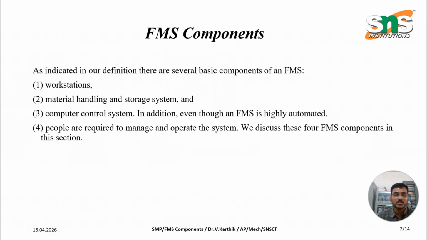The third one is the computer control system, the main system, where the FMS is highly automated. These workstations and the material handling systems are all connected with this control system, so people can easily operate the machine operations and also the workstation operations in a single place without moving to the work area. People are required to manage and operate the system. So the fourth one is people, and with the help of the control system, we can easily manage and operate the manufacturing station.